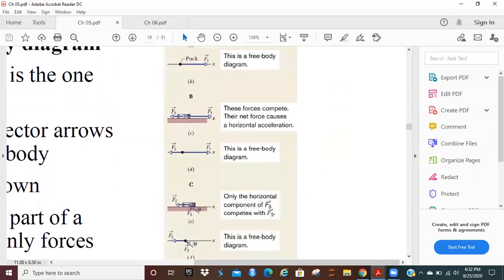If we look here at 2 forces acting on the puck, we're interested in the net acceleration, but if we want to draw a free body diagram, we take the puck and the ground, have it disappear, just have a little dot there, and this is going to be a free body diagram of the net forces.